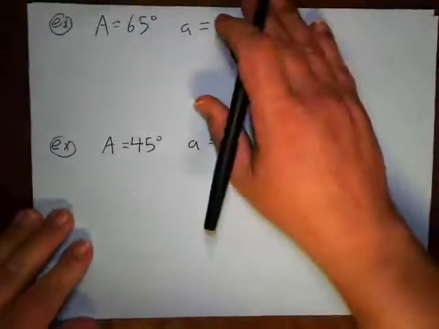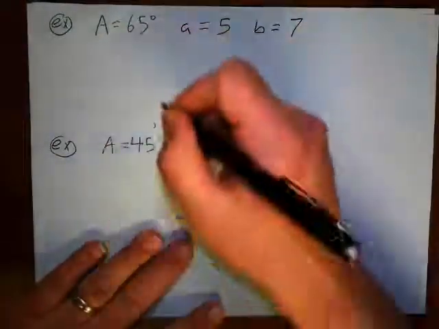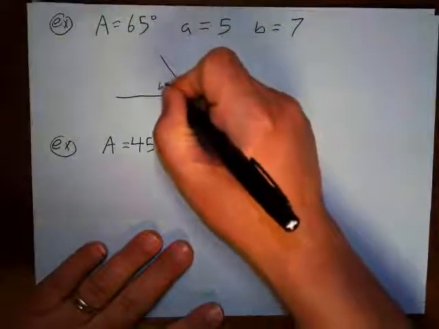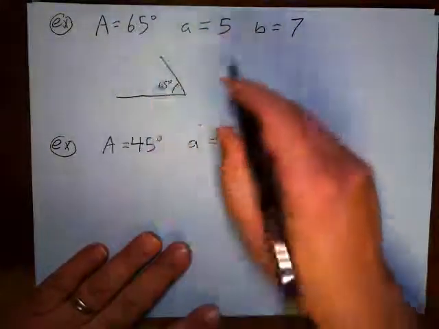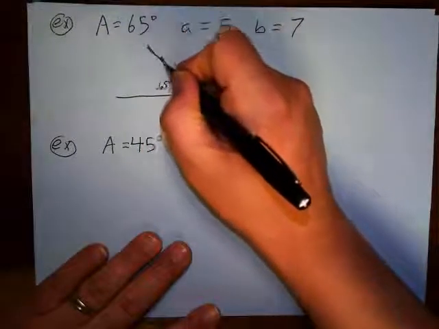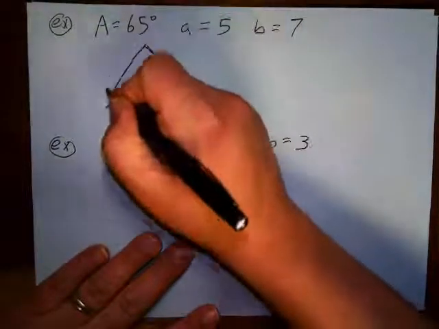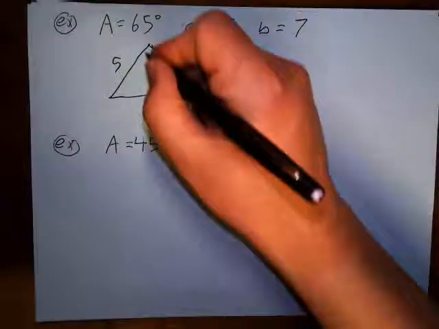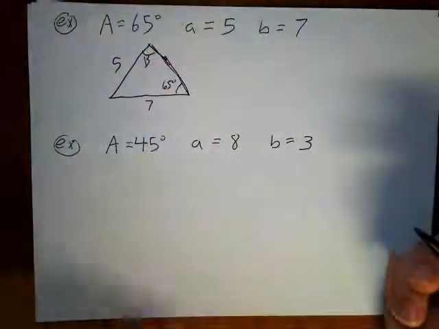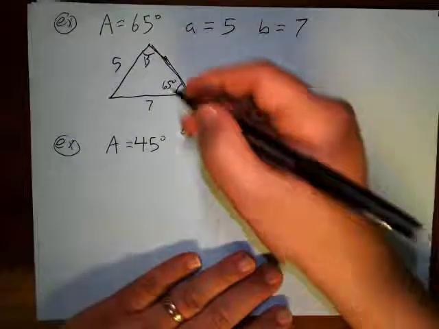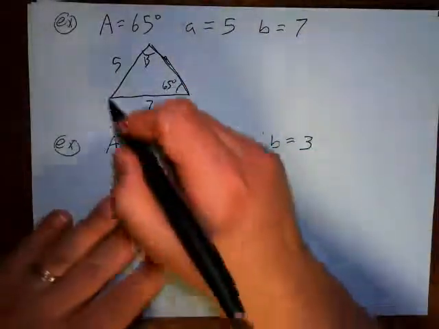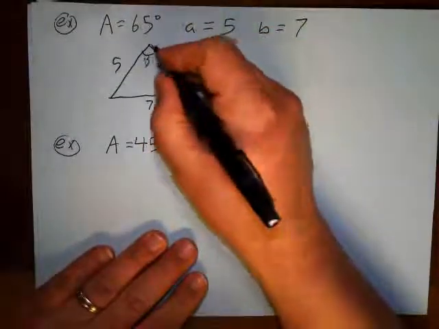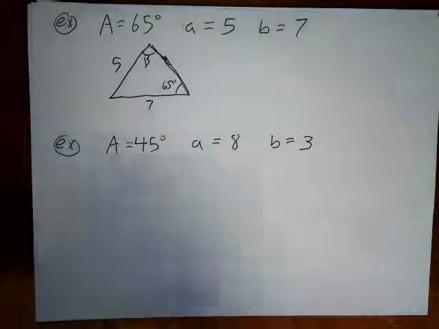So we have 65 degrees. So I'm going to try to make a 65 degree angle like this, maybe like that, 65 degrees. And the side opposite that is going to be 5. So this is like 5. And then we'll say this is side B, that's 7, and we'll call this angle B. Okay? So that's how I do it. I just draw the angle like that. This opposite side is the A, and then I always have B up above. That's just how I do it.